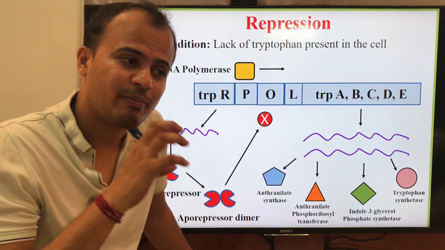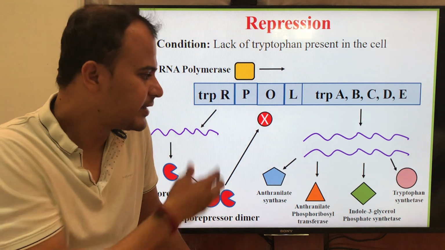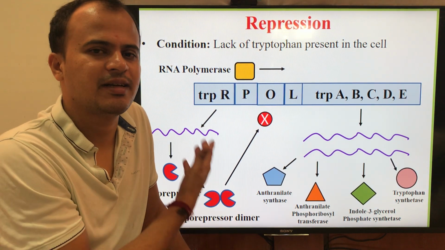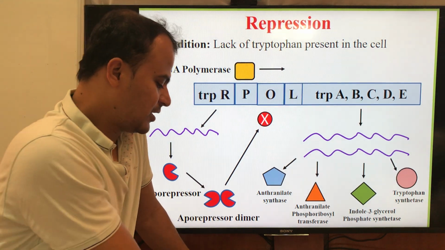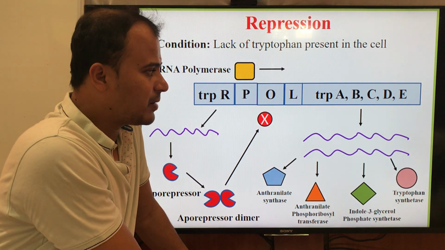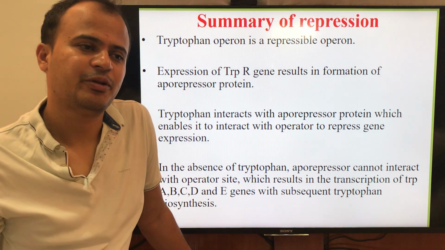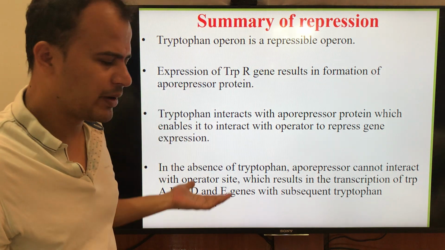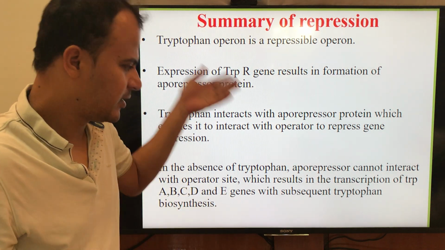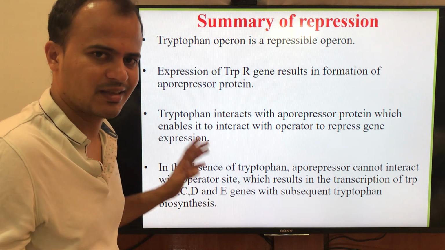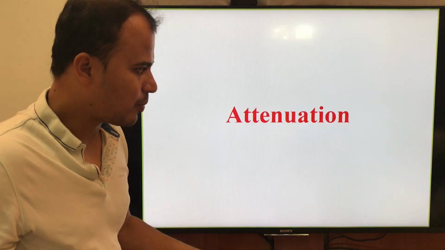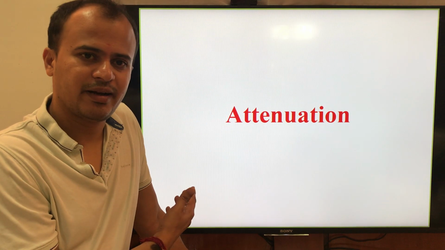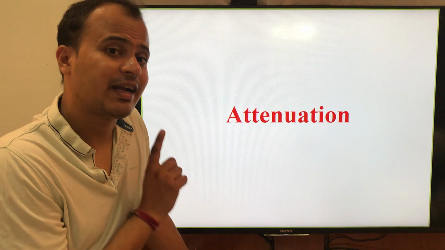So this is how bacteria modulate the gene expression based on the availability of the nutrients, that is nothing but the tryptophan. And the next very important mechanism is attenuation. So this is the overall summary of the repression, and you may go through this. Whatever I have explained so far is provided in the form of text in this slide. And the next very important phenomenon that operates in the tryptophan regulation is attenuation.